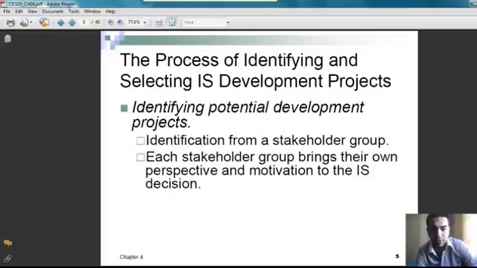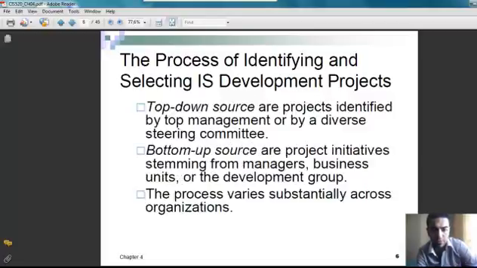The process of identifying and selecting IS development projects. Identifying potential development projects. Identification from a stakeholder group. Each stakeholder group brings their own perspective and motivation to the IS decision. Top-down sources are projects identified by top management or by a diverse steering committee. Bottom-up sources are project initiatives stemming from managers, business units, or the development group. The process varies substantially across organizations.